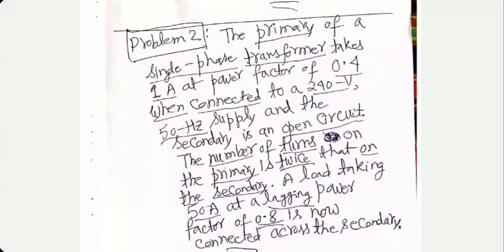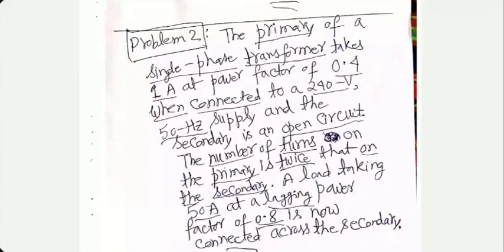So that is what they are mentioning here, that nothing is being connected to the output terminals, that is the secondary terminals, yet a small current of 1 ampere at a power factor of 0.4. They are not mentioning whether power factor is lagging or leading. Probably we don't need that information, but we are connecting the primary to a 240 volt 50 hertz supply, and we are measuring the primary current as 1 ampere with 0.4 power factor. This is the first part.